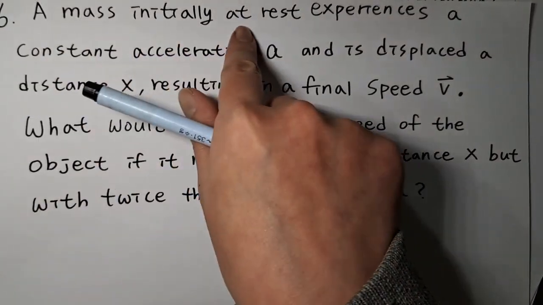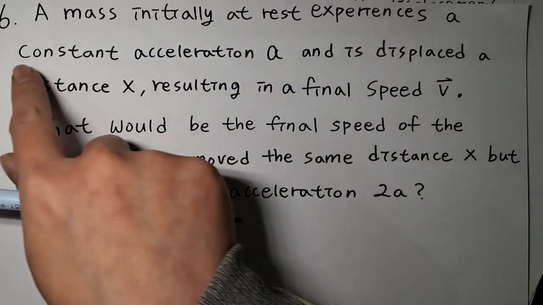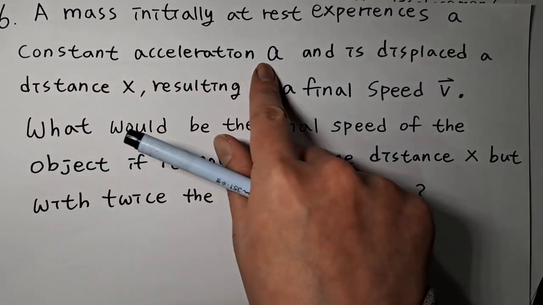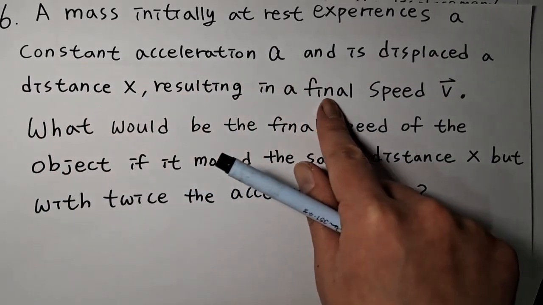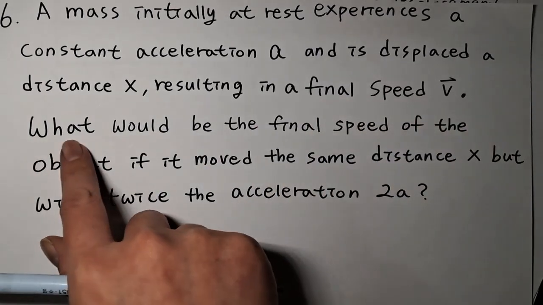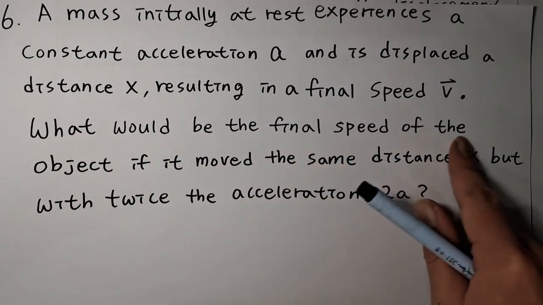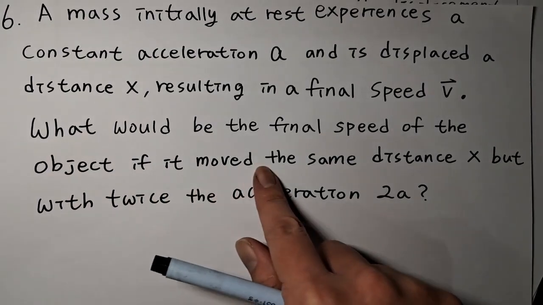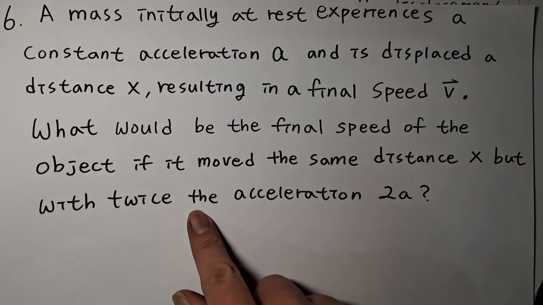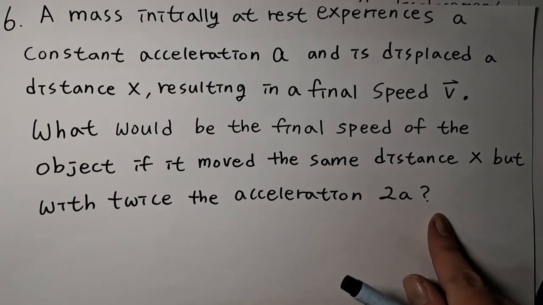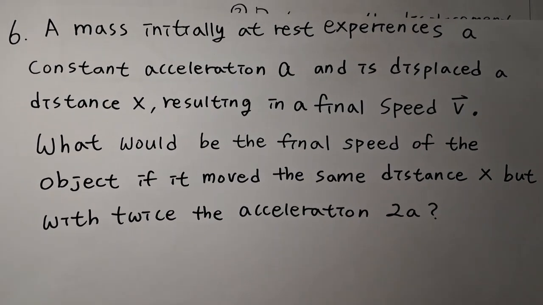A mass initially at rest experiences a constant acceleration and is displaced a distance, resulting in a final speed. What would be the final speed of the object if it moved the same distance but with twice the acceleration?